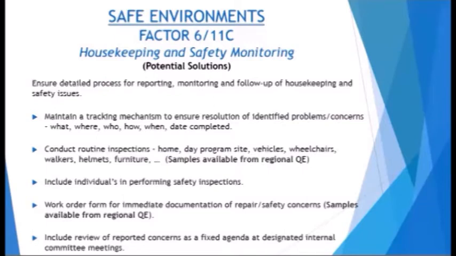Under Factor 6, 11C with safe environments, category housekeeping and safety monitoring. There are opportunities for information that's available, such as maintain a tracking mechanism to ensure resolution, conduct routine inspections on a program site.